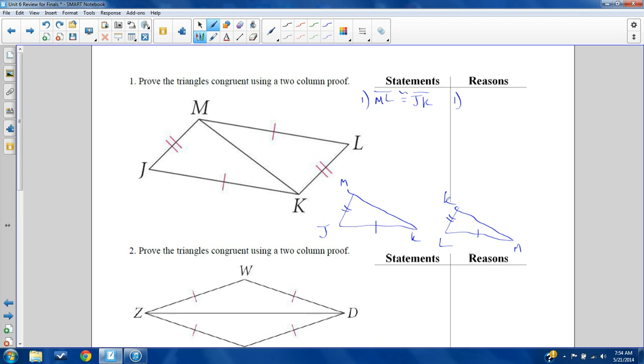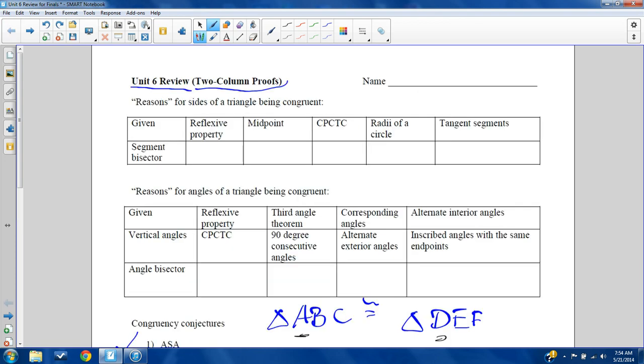What else can we figure out? So that's the whole point behind what I'm doing there, and why we make these statement-reason things. Because these are two separate triangles. And that's where I'm going to talk about the reflexive property in a second here. So I can say KL is congruent to JM. That's also given. Okay, step 3, reflexive property. Let's talk about that one for a second.